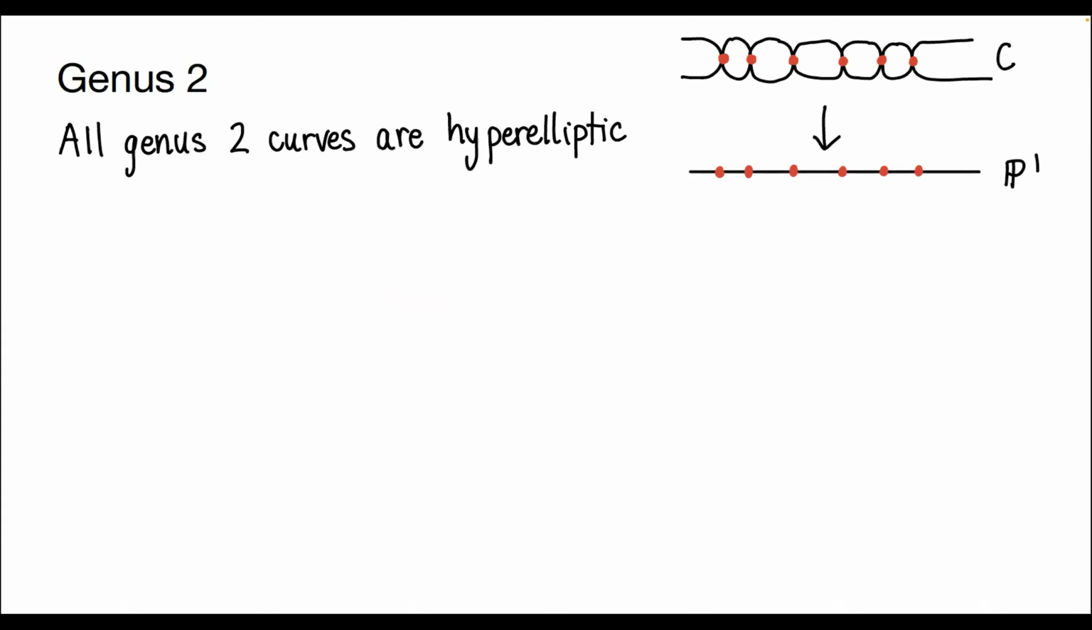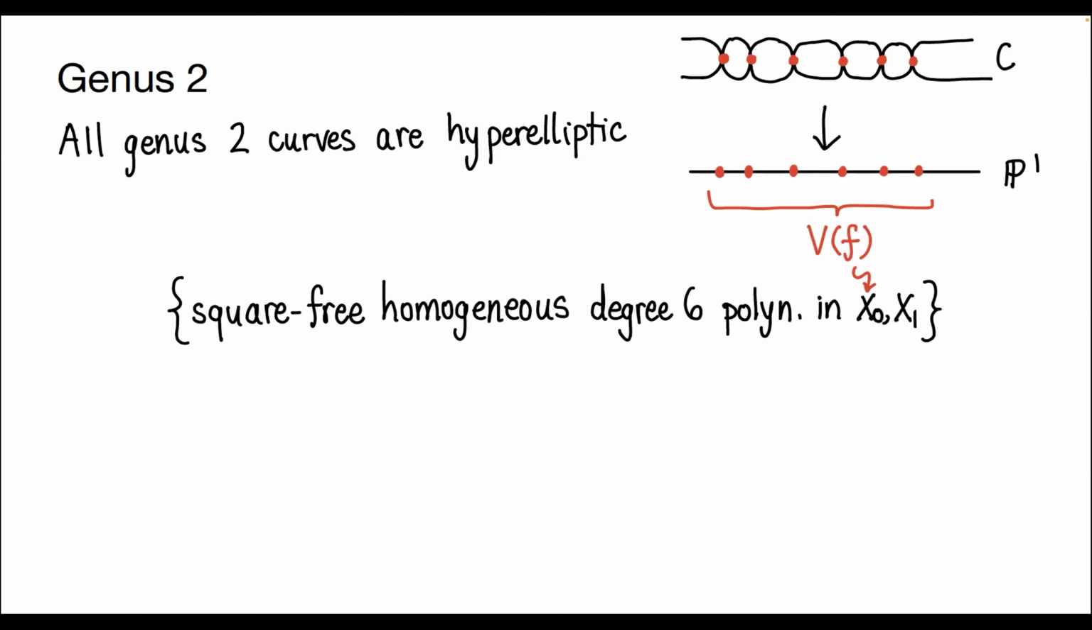A great thing in genus 2 is that every curve is hyperelliptic. So it's going to have the form y squared equals f of x for some polynomial f. And after I choose my coordinates x0 and x1 on P1, this f is going to be a member of this set of square-free homogeneous degree 6 polynomials. Now this depended on my choice of coordinates, but if I get rid of that choice of coordinates, so I quotient by this GL2, then I actually get a presentation of M2.